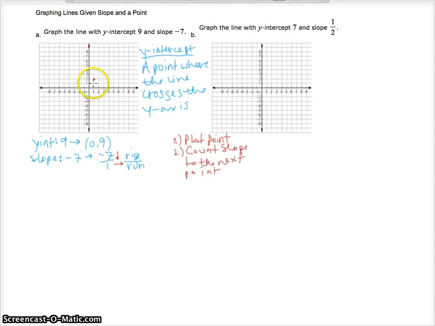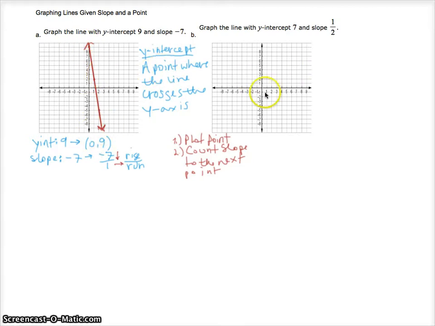And we can go down one more if there's room. So I'm going to go from 2 down to -5 and over one more. So I went down 7 over 1, down 7 over 1. Now I can connect my dots. And now I have a line that goes through the point 9 with a slope of -7. Y-intercept of 9, slope of -7.